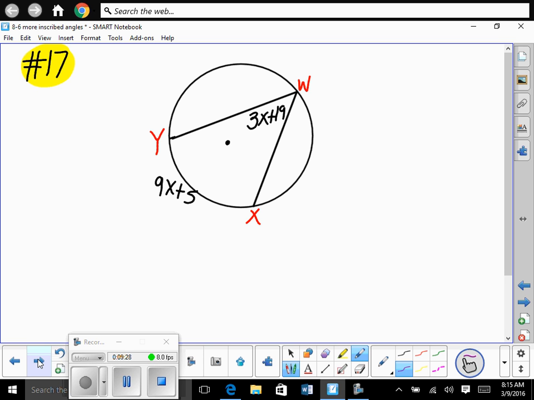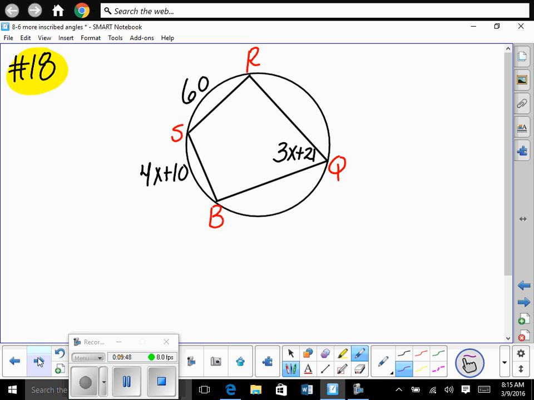Is what? Good, absolutely. So Brandon says 2 times this angle will equal its arc. So 2 times 3x plus 19 is equal to arc 9x plus 5. Does everybody see why that's true? Yes. Okay, so I think we're getting better.